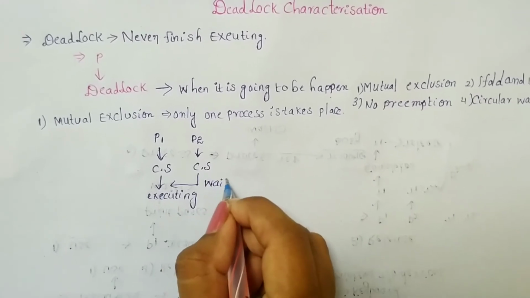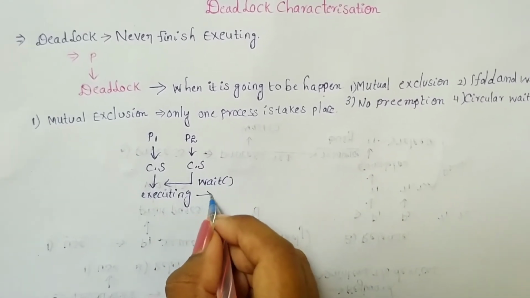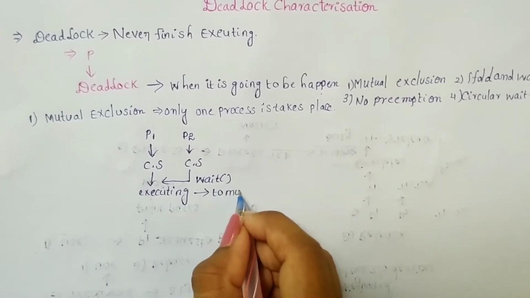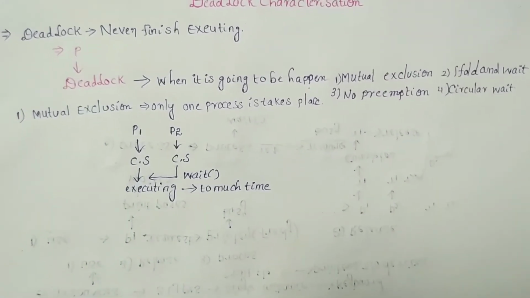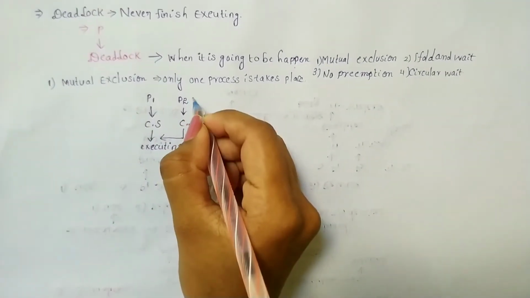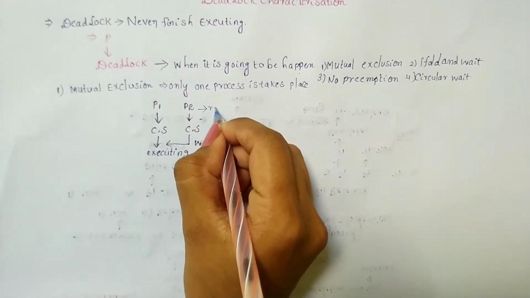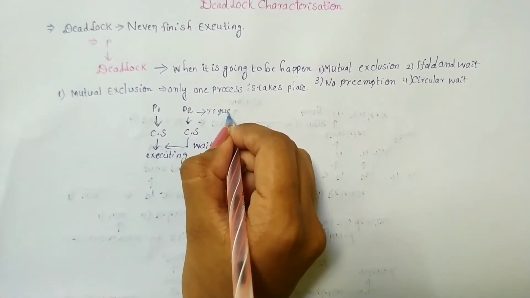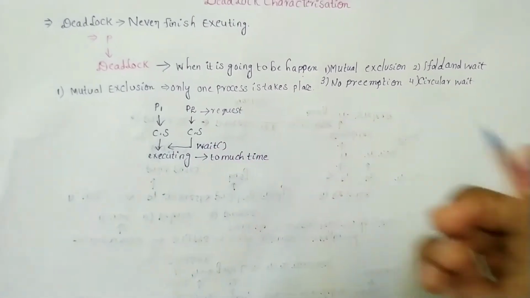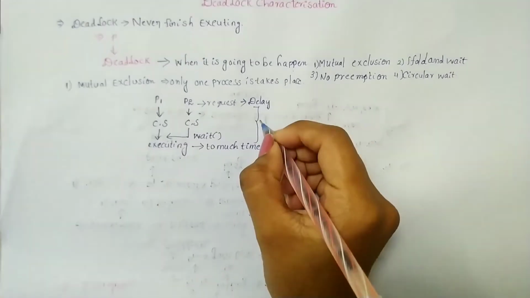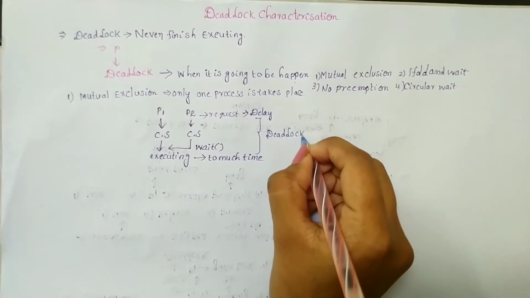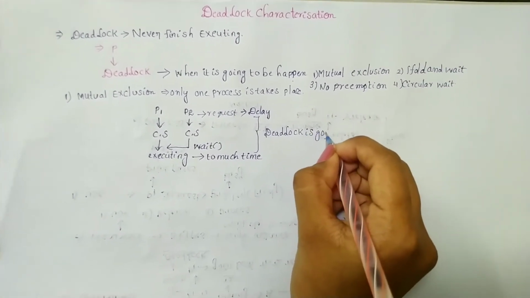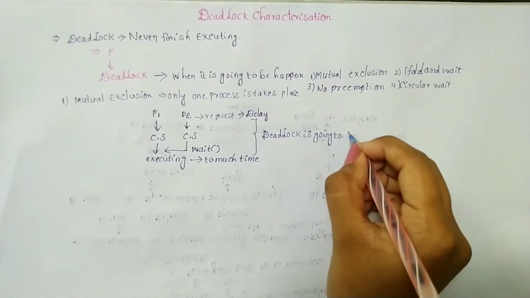P1 is taking too much time. The request given by P2 is delayed because the resources are non-shareable, so deadlock is going to take place.